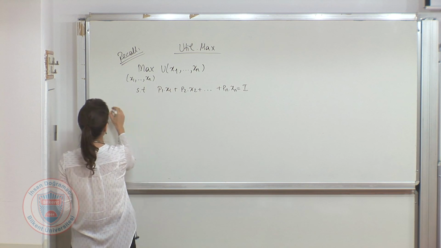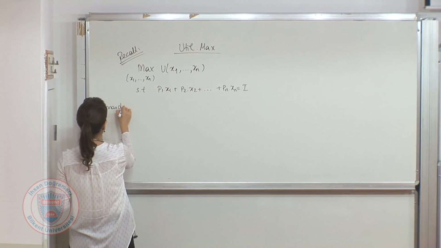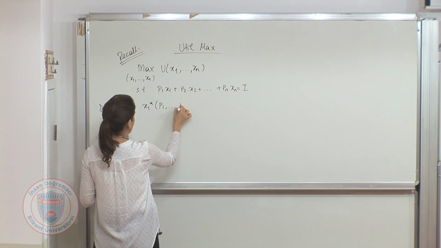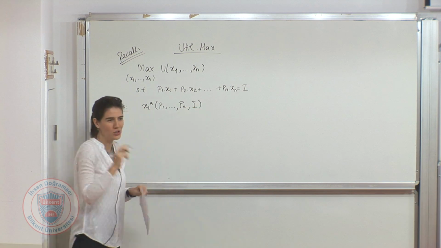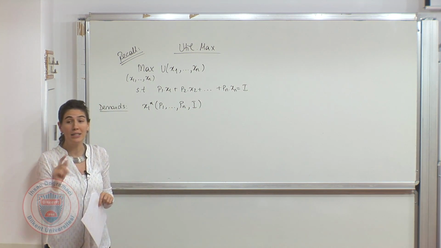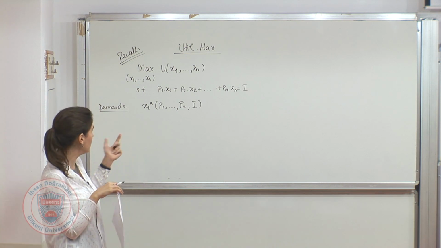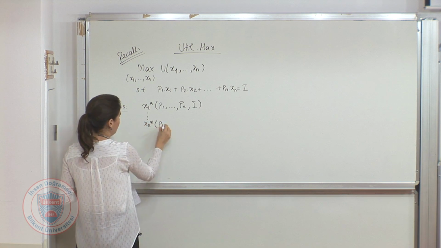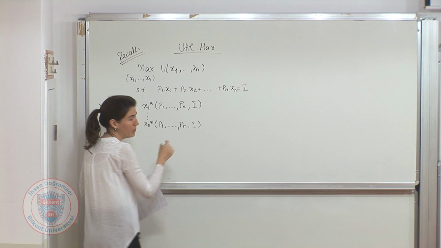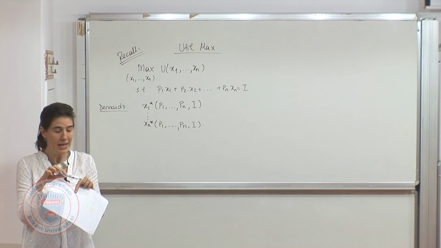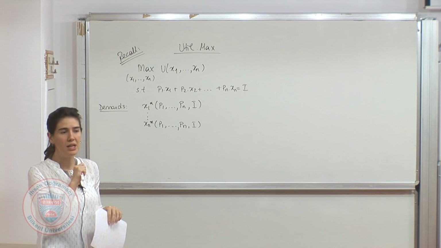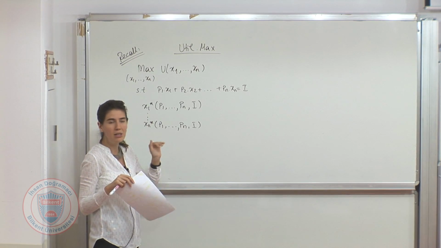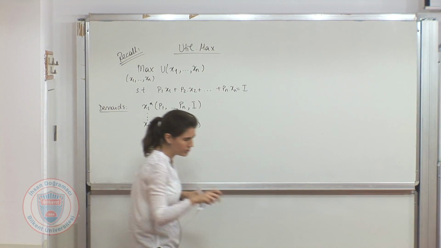And then from here we got the demands. They're a function of all the prices and I, right? And these demands we call Marshallian demands. Today, hopefully you'll understand better why we call them that. Sometimes they're called uncompensated demand functions.